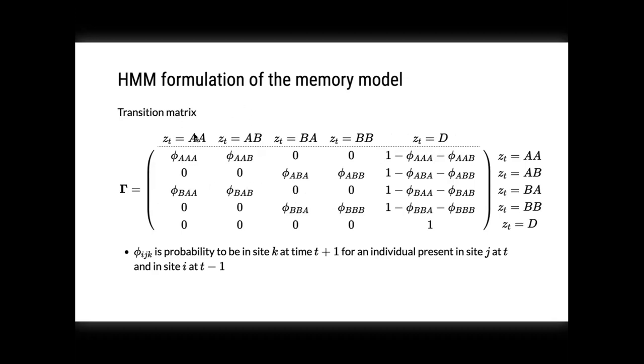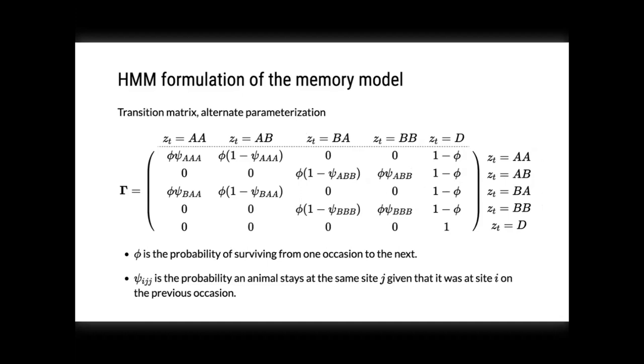And now your transition matrix, the transition between all the states AA, AB, BA, BB at T. There is an error here. It's Z at T minus one is AA and Z at T is AA. And phi ijk is the probability to be in k at time T plus one for an individual present in j at T, so that would be the same as before. But the novelty here is that you're also alive in i at T minus one. So you have a memory here, not just the present state, but also the state at the previous occasion. That makes your model remember a few things that happened before the current sampling occasion.